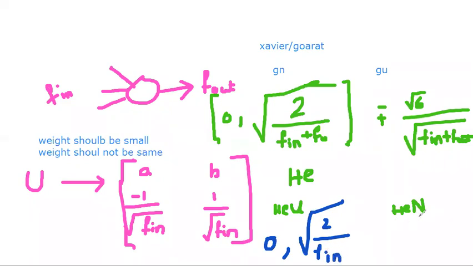If you follow the He uniform method, the upper and lower limits will be the same, whereas the lower limit will be a negative value and the upper limit will be a positive value. Whenever you apply this, the value is 6 by under root fan in. So these are the different weight updation methods. Based on your requirement and your problem, you can use any one of these weight updation methods. These are about weight updation methods.